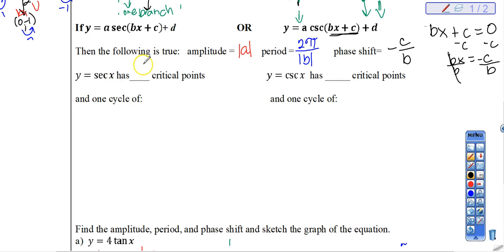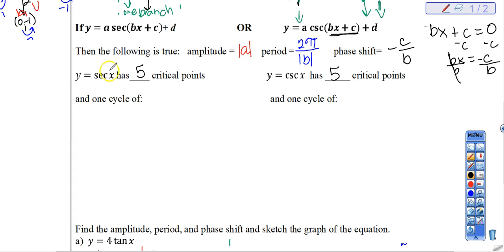Secant, y equals secant x, has 5 critical points, of which 3 are asymptotes. And y equals cosecant of x also has 5 critical points. Okay? Now, secant is the reciprocal of cosine. And if you recall, back when I taught you about cosine and sine, when I was talking about the cofunctions, cosine is the lead function and sine is the lag function. You remember that? So when you want one full cycle of a cosecant function or a secant function, you want one of those U shapes opening up and one of those U shapes opening down.